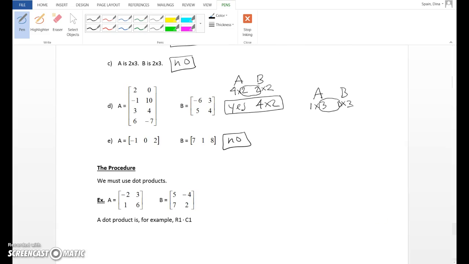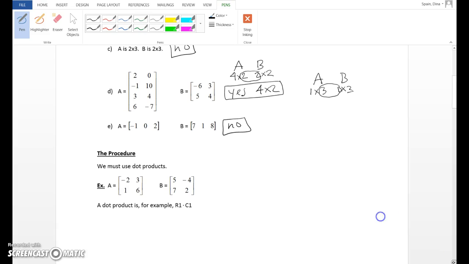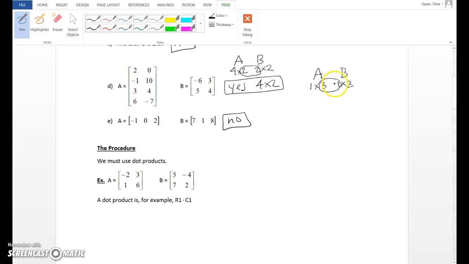So you can't just multiply any two matrices together. The number of columns in A has to match the number of rows in B. But if you write it like we were up here, squeeze those two numbers together. If they match, then yes, the product exists, and the size will be the other two numbers. Alright, here's the procedure down here. It says we must use dot products. So let's talk about what dot products are first of all.